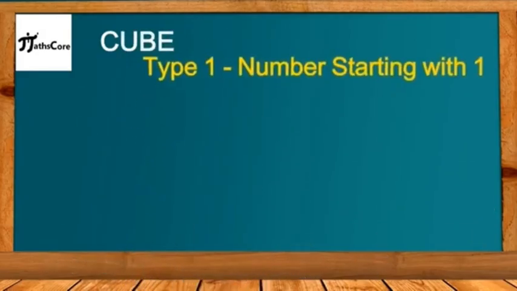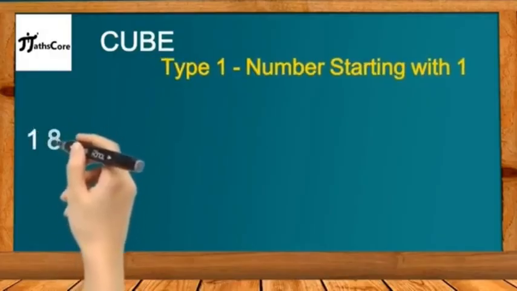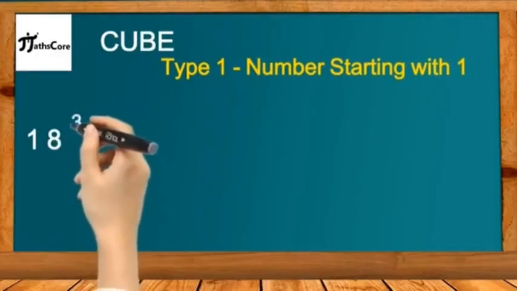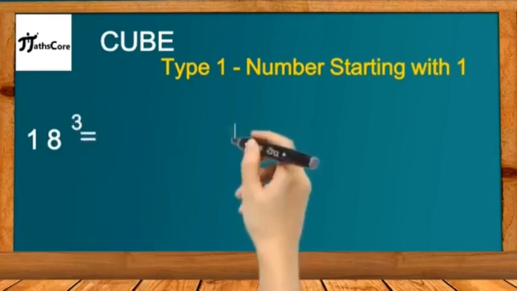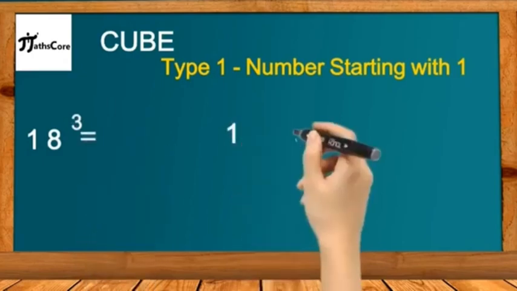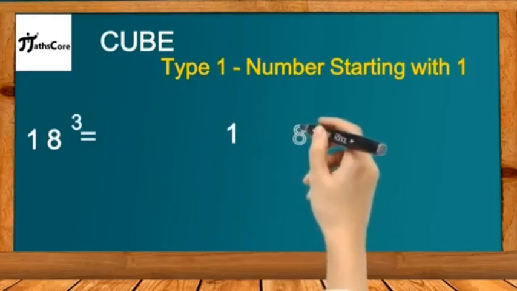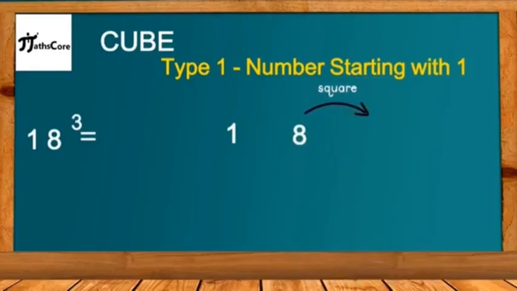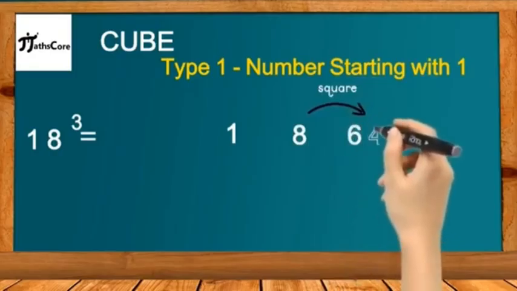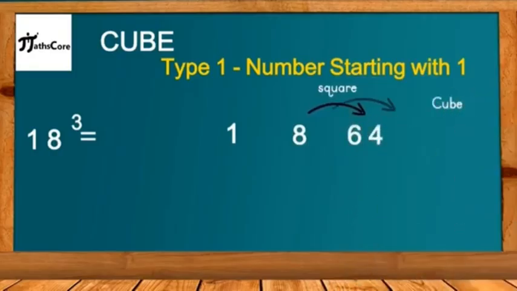Let's solve the second example on it. The example is 18 cube. 18 cube we can also find by using the previous method. So make 4 places. At the first place, we need to write down the tens place number of 18, which is 1. At the second place, write down 8, which is the unit place digit of 18. At the third place, we need to make the square of 8, which is 64. At the fourth place, take the cube of 8, which is 512.